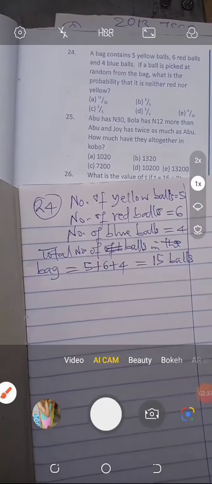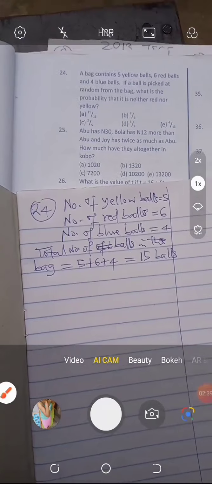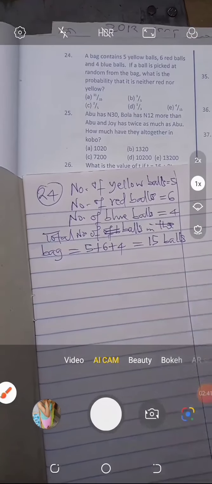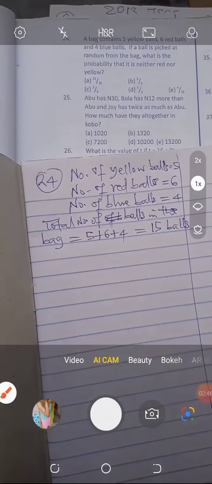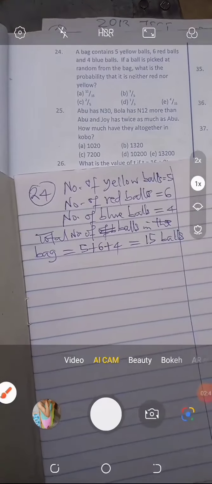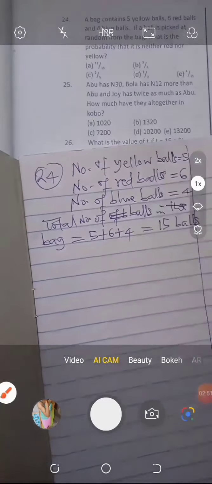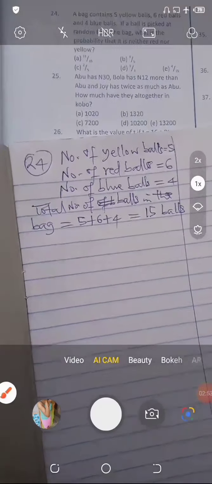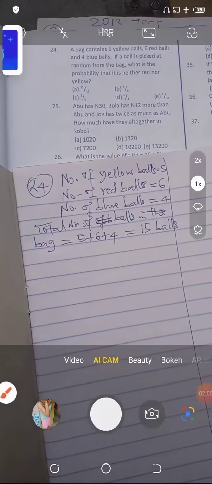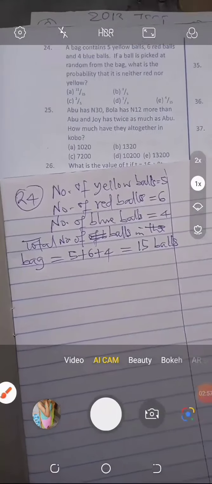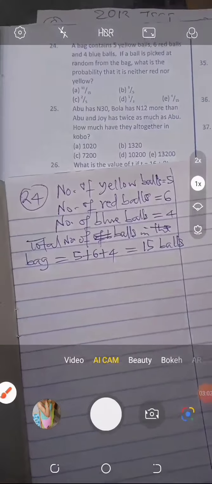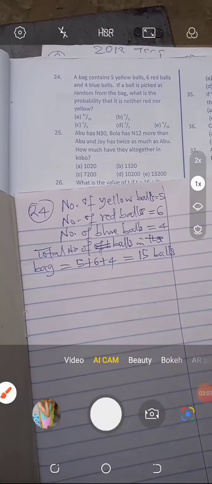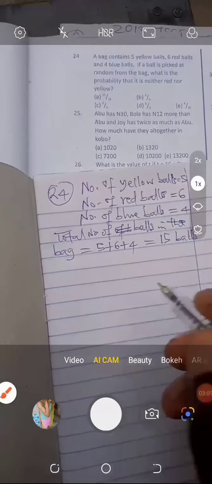Now, the question said, what is the probability that it is neither red nor yellow? Remember, we have 3 kinds of balls: yellow, red, and blue. So when the question says it's neither red nor yellow, that means if it's not yellow and it's not red, it must be blue. That is very simple. Neither means not. So it means we are looking for the probability of picking a blue ball.